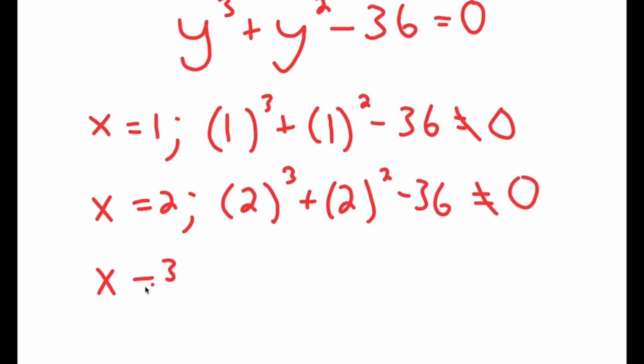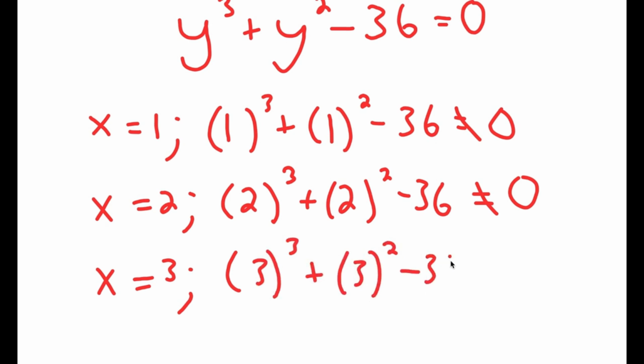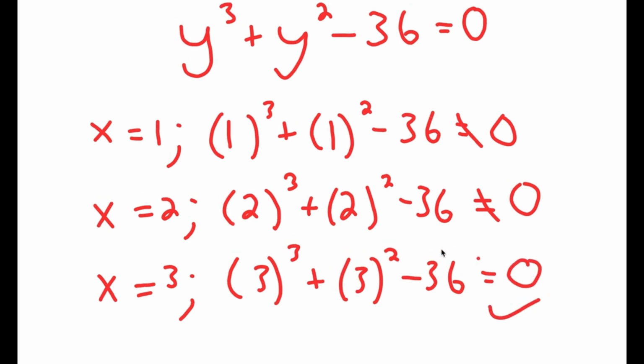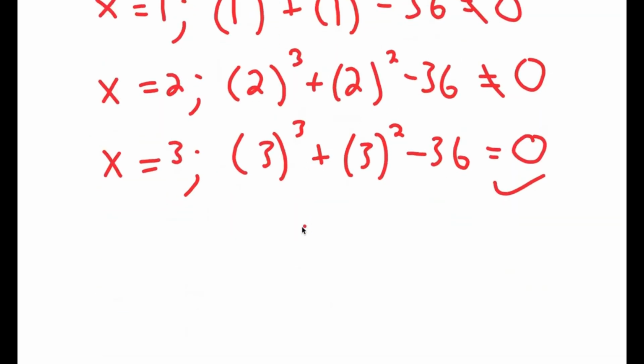Now I have y equals 3, so I get 3 to the power of 3 plus 3 squared minus 36. 3 to the power of 3 is 27. 27 plus 3 squared is 9, so 27 plus 9 is 36. 36 minus 36 does equal 0, so this is right, and y equals 3 is the solution.